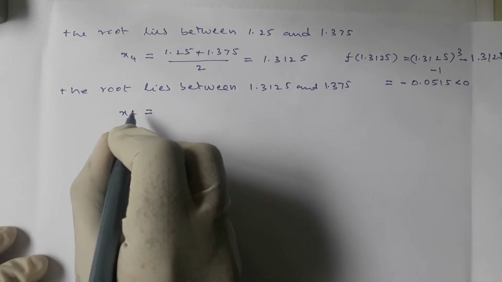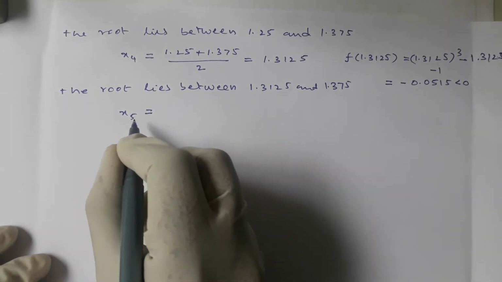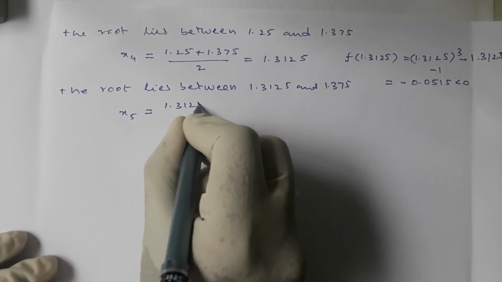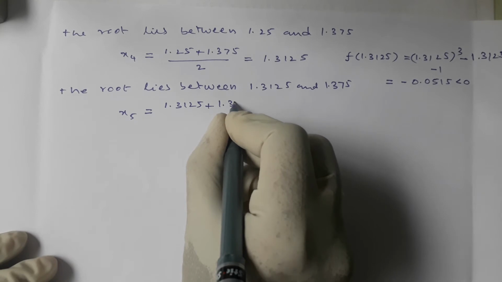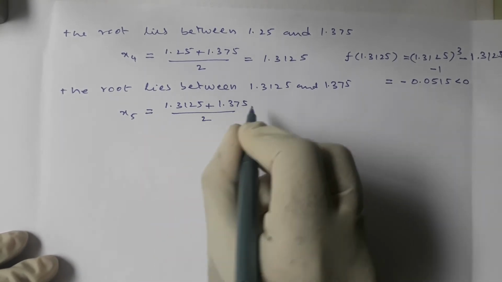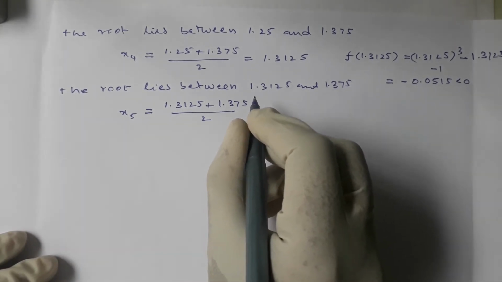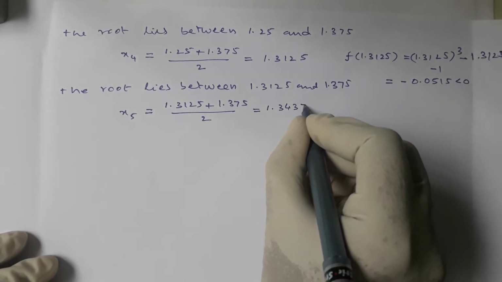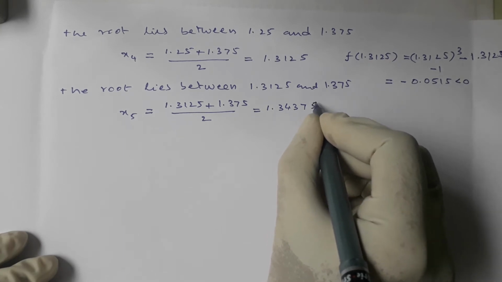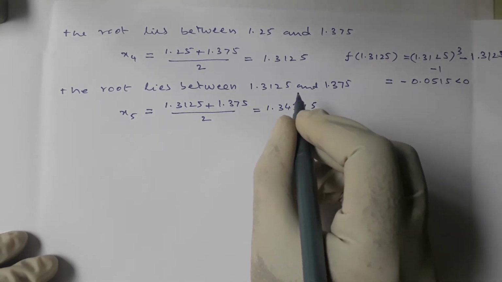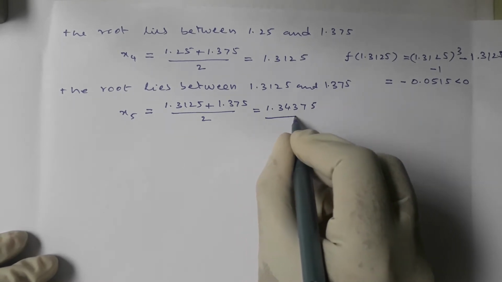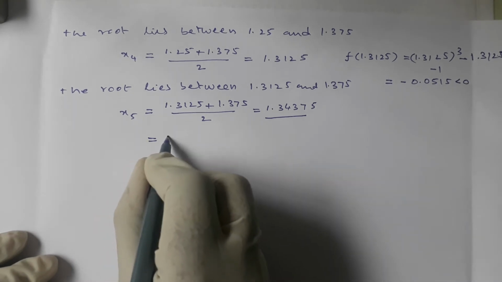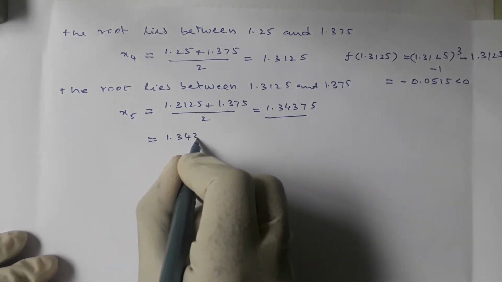So the next approximation root is x5. There is no need of writing fifth approximation root; simply the variable is enough. x5 is equal to 1.3125 plus 1.375 divided by 2, which is equal to 1.34375. I will take only up to 4 decimal places, so it is 1.3437.